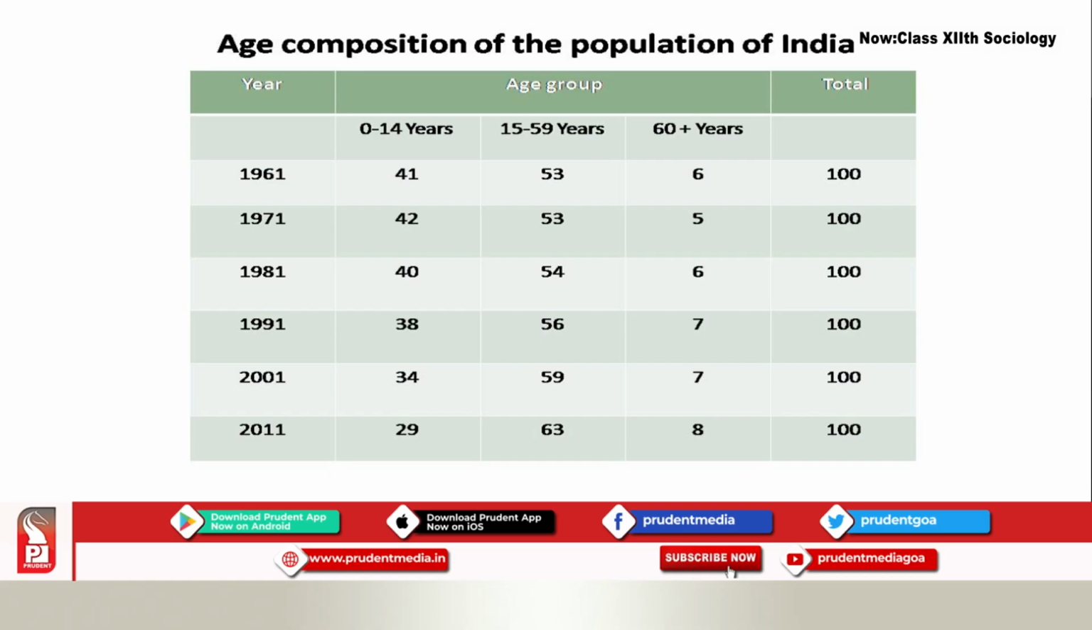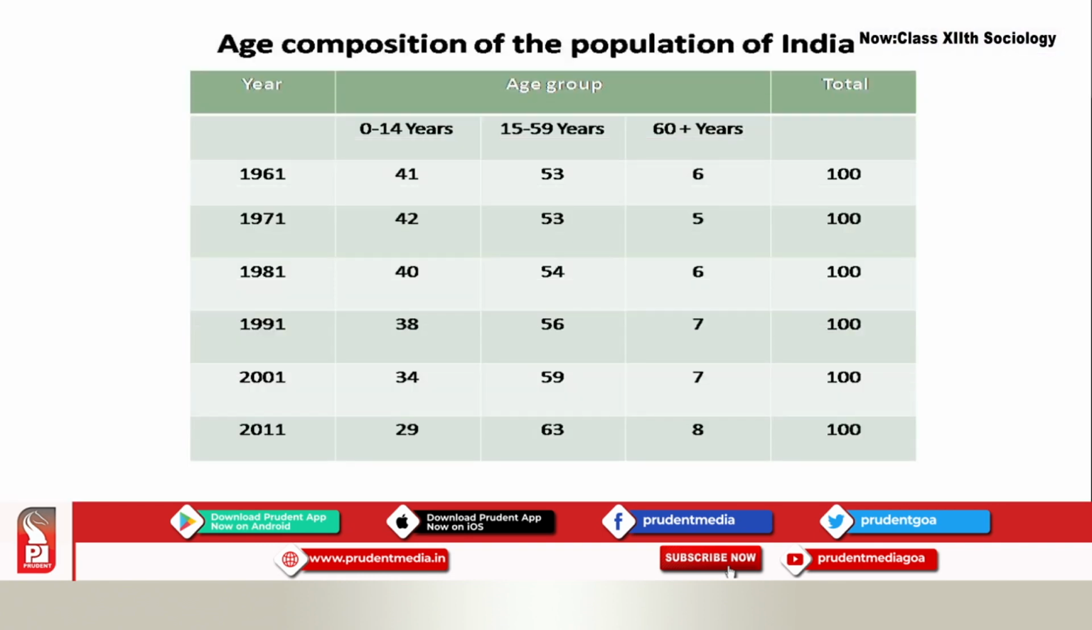Now with the help of this table, we can get a better idea of the age structure or age composition of population of India. The first group we have is up to 14 years of age. The second group is from 15 years to 59 years, and the 60 plus years group, that is the senior citizens.